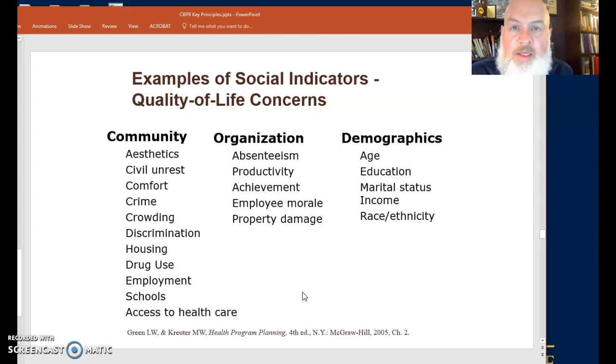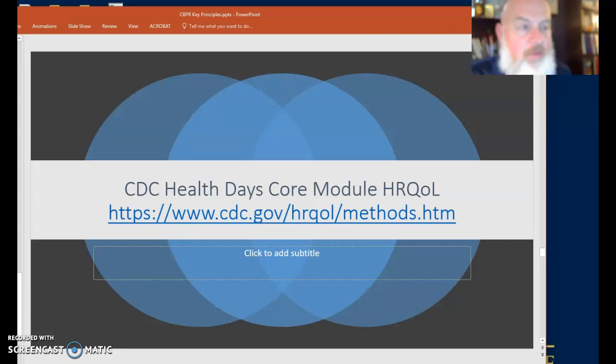If you're working with a particular organization, what can we learn about quality of life concerns through their organization, through their productivity, their absenteeism, their employee morale? With that too, you're also going to be bringing up some demographic information with age, marital status, education, income, race, and ethnicity. There are ways for you to look at this. You can look here at the CDC core module that'll give you some ideas of some of the things that they are looking at. That's a good place.